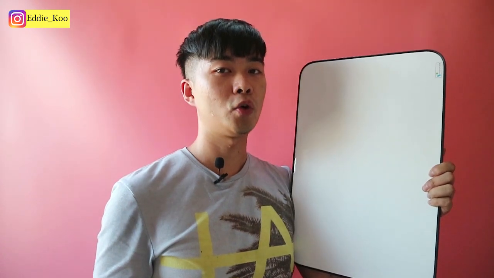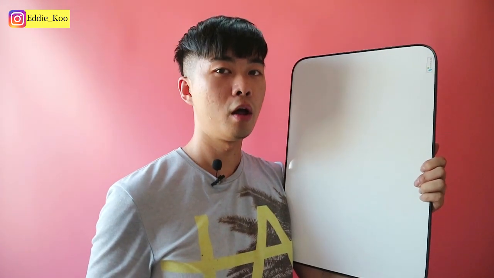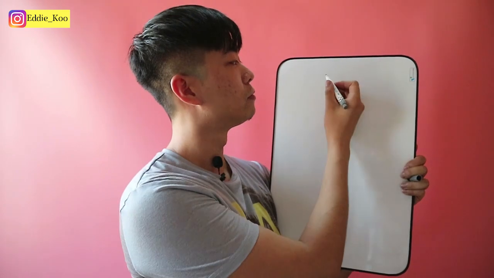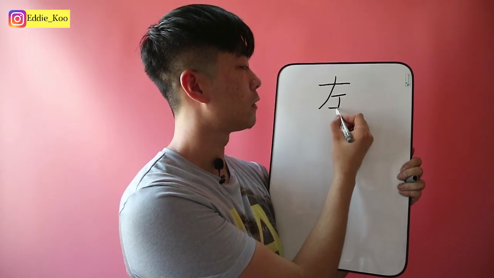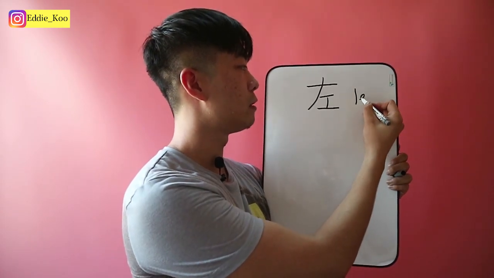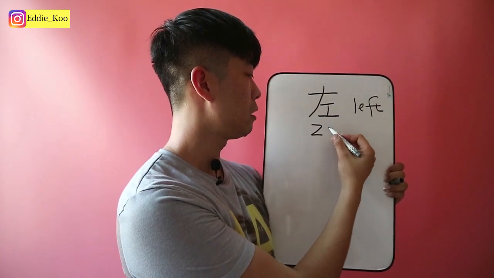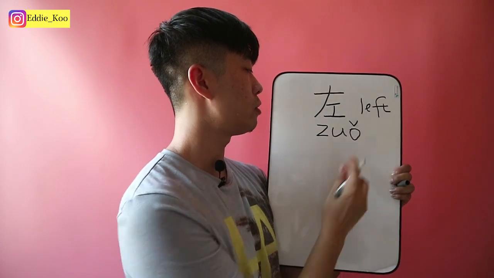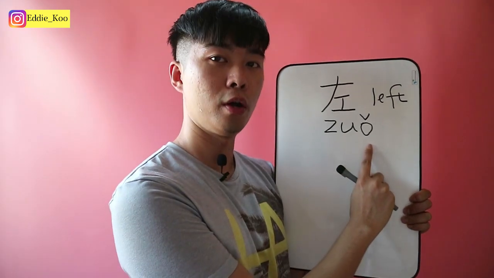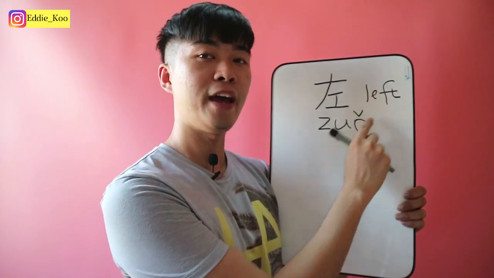Well, the final pair we're gonna learn, of course, is gonna be left and right. Let's start with left. Left is 左. Okay, 左, that is left. And the pinyin is Z, U, O with the third tone. 左. That means left.